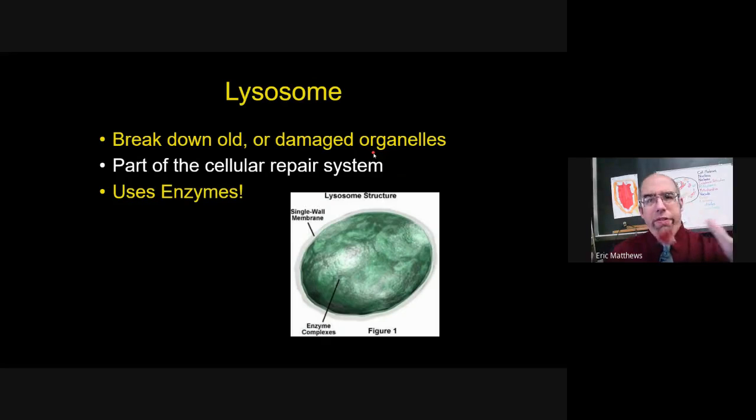So if you imagine a factory, right? A factory's got a whole lot of different machinery in that. They're all making different things. Eventually, some of that machinery will wear out. Your cells are no different. Our organelles do wear out over time, and they need to be replaced. The lysosome's job is to break them down so we can recycle those materials and build a new one.